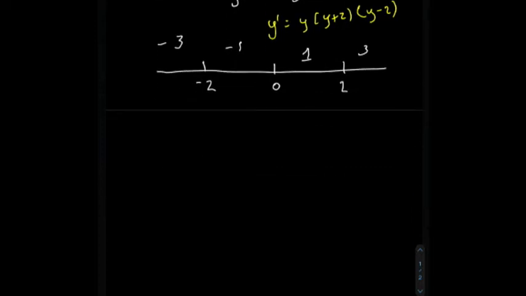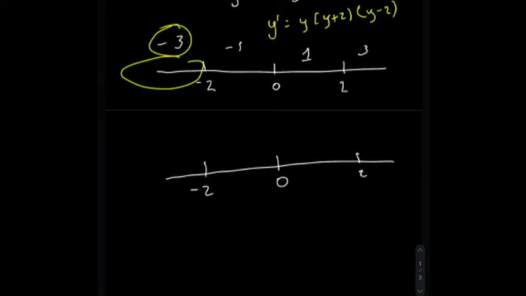I'm going to draw the line again. You don't have to, you can do everything on the same line, but I want to have more colors so maybe it's easier to see. Now remember, in this first interval we selected -3. So we're going to replace that value of -3 into my equation. We're going to find the value of y prime when y is equal to -3. So when y is equal to -3, we find that y prime is equal to -3.